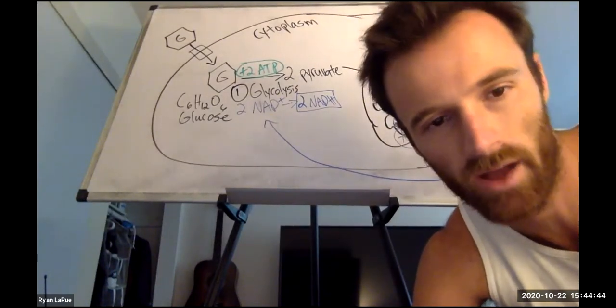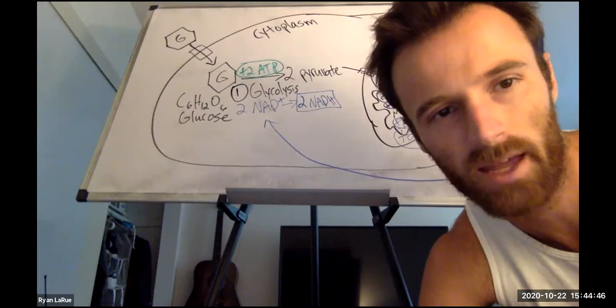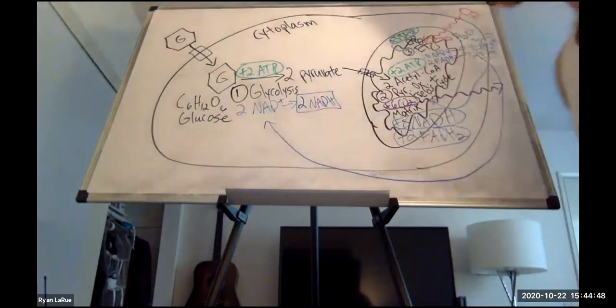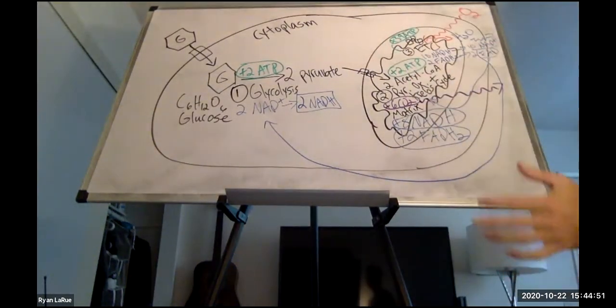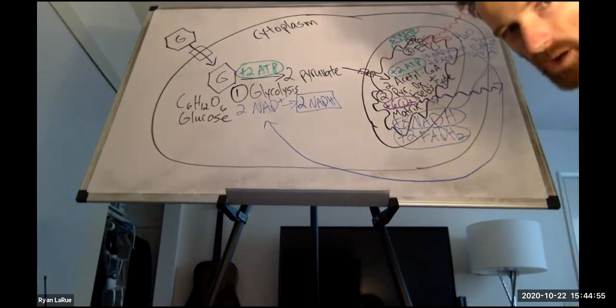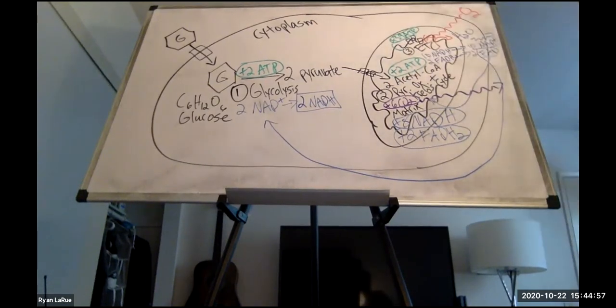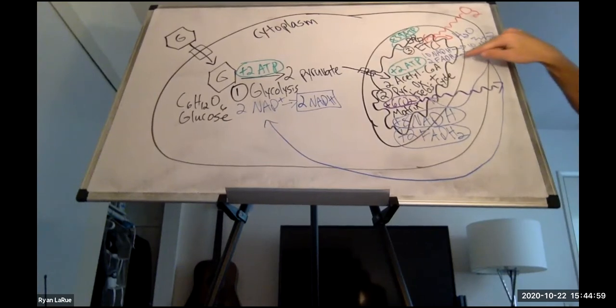Yes, Anna, that's correct. The 10 NADHs drop off their electrons and hydrogens during that ETC process and become 10 NAD plus, and then we get 2 FADs as well.